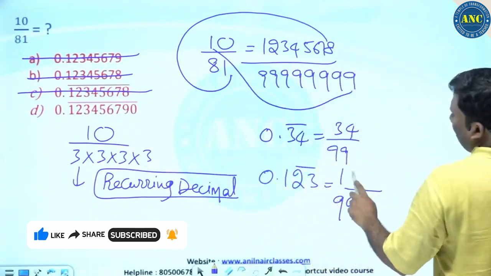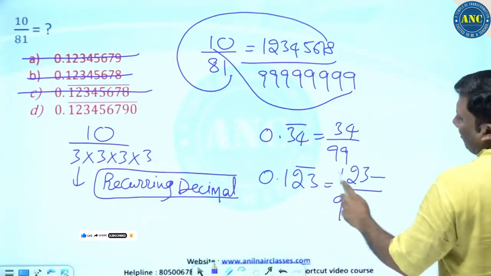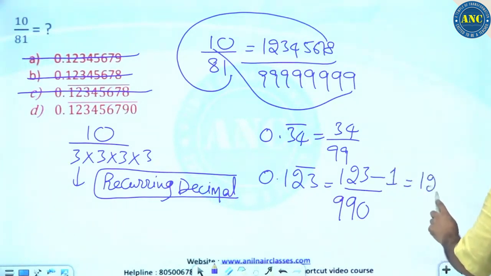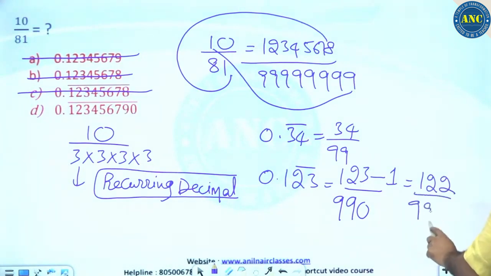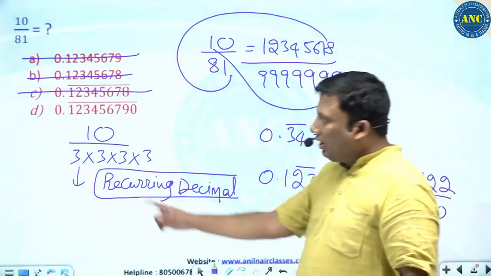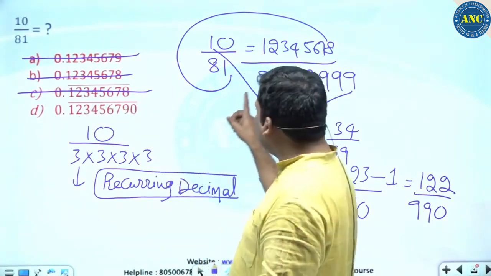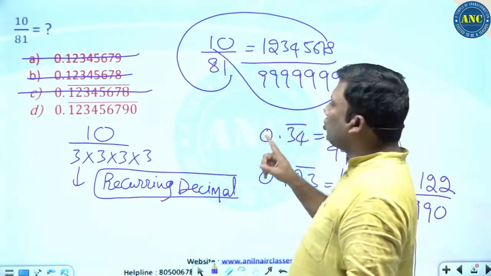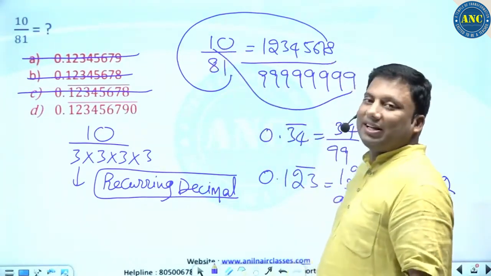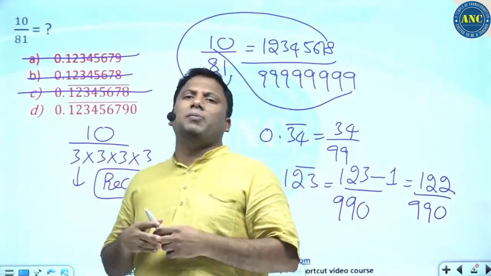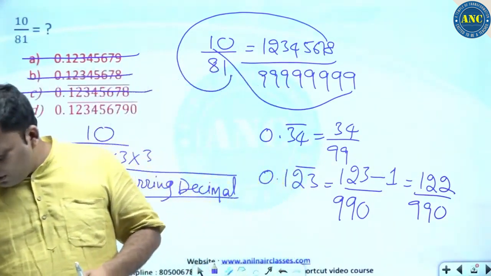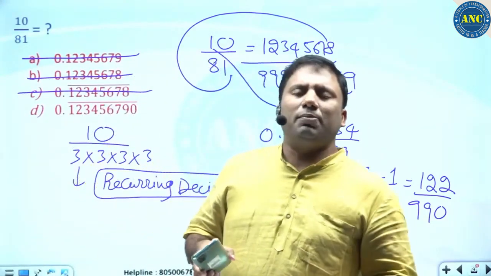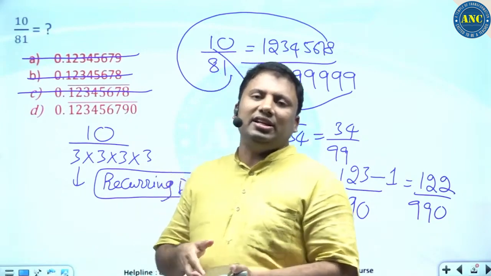990. After the dot, what is the number? 123 minus the number on which the bar is not present, 1. The answer is 122 by 990. Now, the bar is present on all the numbers, so 999999. 9 into 1, it is 9. 1 into 8, 8. If the unit digit is not matching, how will it match the number? 12 and 13, are they both same? They are not same.